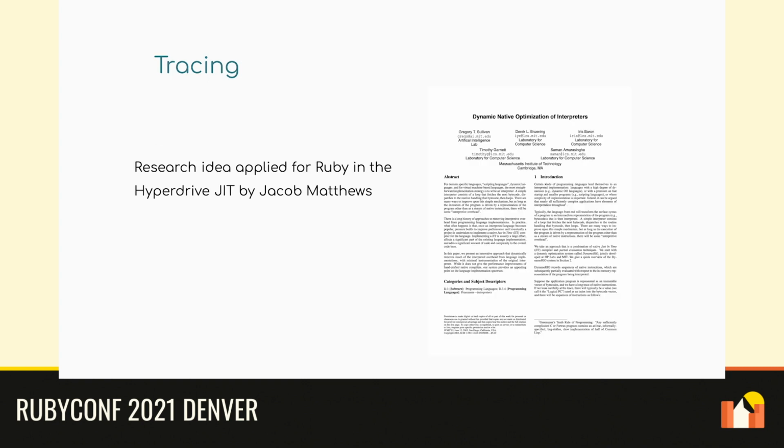So tracing, this was a research idea originally for a system called Dynamo. There's a paper written by Sullivan et al. The idea is that you monitor what instructions you're running when you run your Ruby program, and then you generate machine code for those instructions. And this is being tried in a JIT called Hyperdrive today by Jacob Matthews.